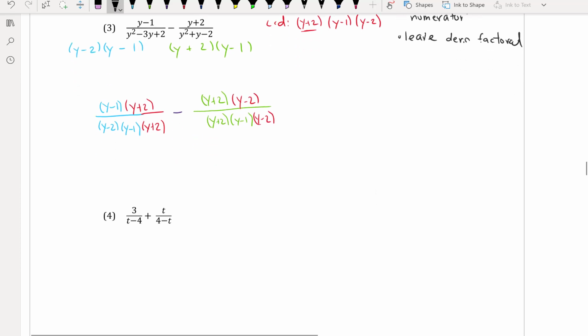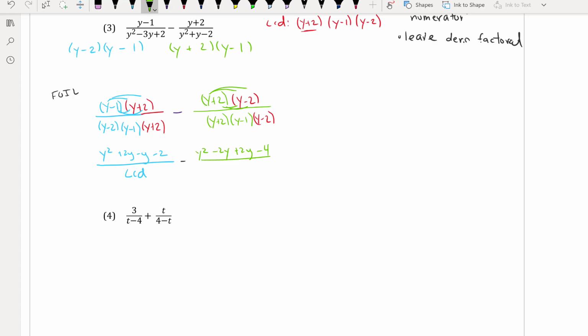Okay. So up in the numerator, that means I'm going to have to FOIL, which is fine. So if I FOIL this out, I'm going to have y squared plus 2y minus y minus 2. And for right now, I'm just going to write LCD and I'll write it back later. This is just going to help me to just kind of get my numerator stuff going. Now I'm going to FOIL here as well. So I'm going to have my y squared minus my 2y plus 2y minus 4 all over my LCD.